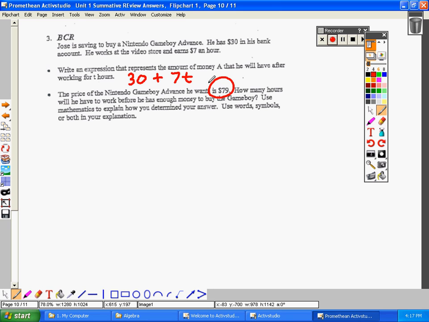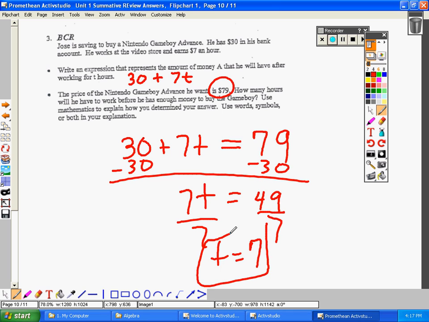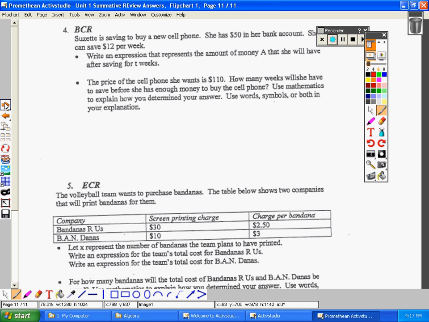The price of the Nintendo Game Boy Advance he wants is $79. How many hours? So you want the amount he has, which is this, to be equal to 79. And then we're just going to solve it. Which tells you that it's going to take Jose 7 months to earn that Game Boy. Next one.